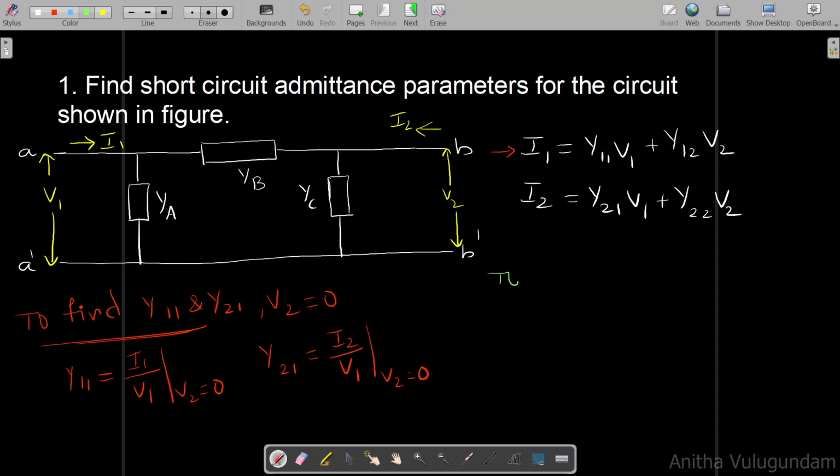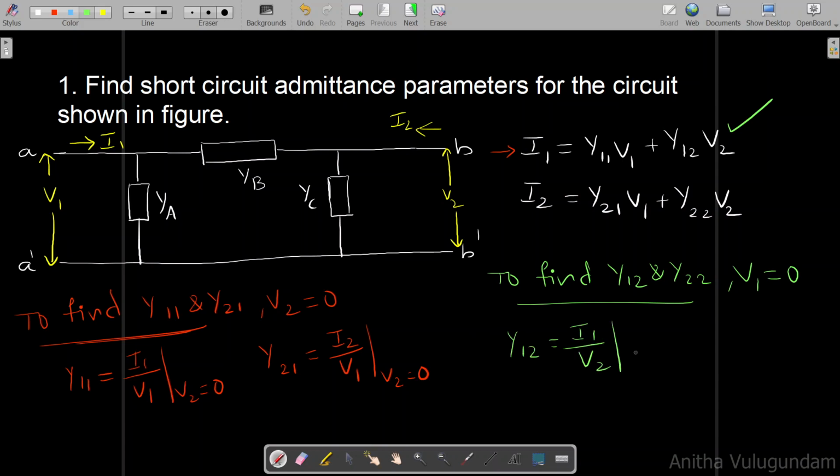Whereas to find Y12 and Y22, V1 must be equal to 0. From equation 1 you can see Y12 equal to I1 divided by V2 when V1 equal to 0, and Y22 equal to I2 divided by V2 when V1 equal to 0.